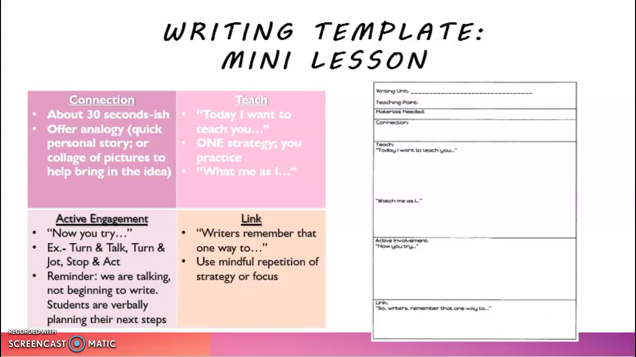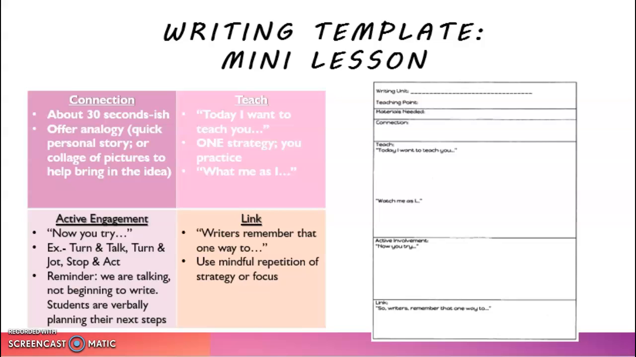Students are verbally planning their next step. So in this active engagement, this is all turn and talk, just getting ready to go back and write independently. The third is teach. Today, you'll say things to the students like, today I want to teach you.